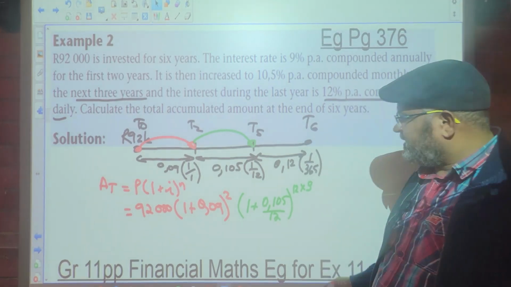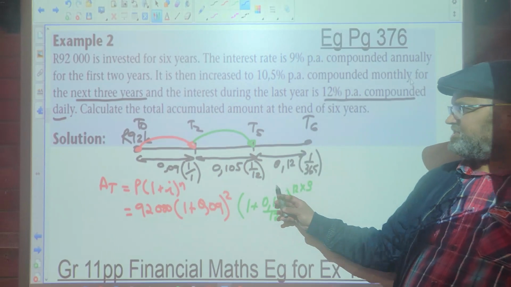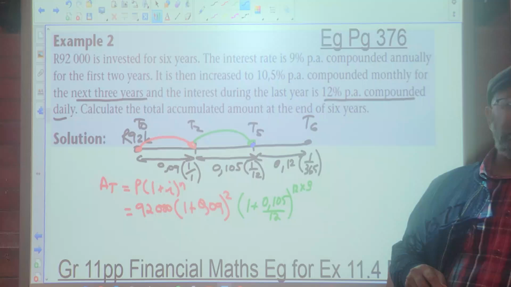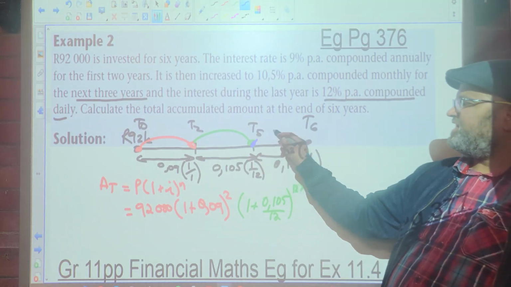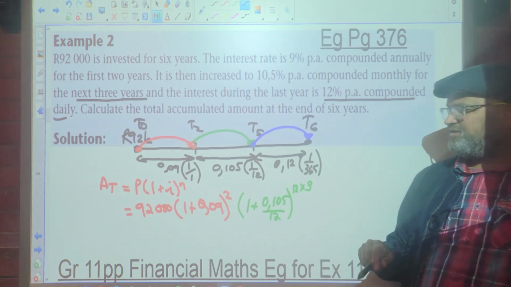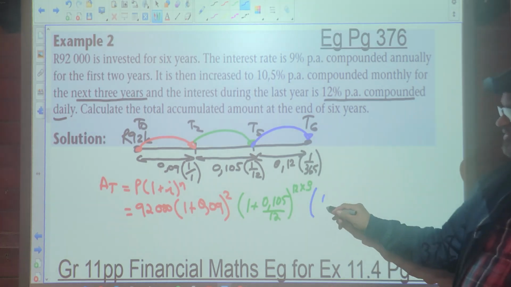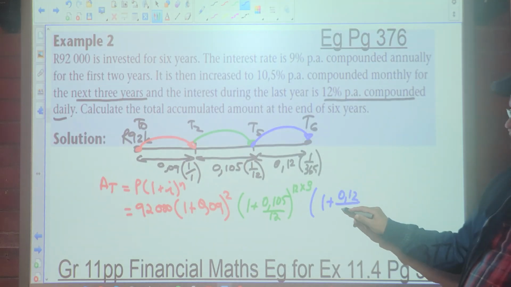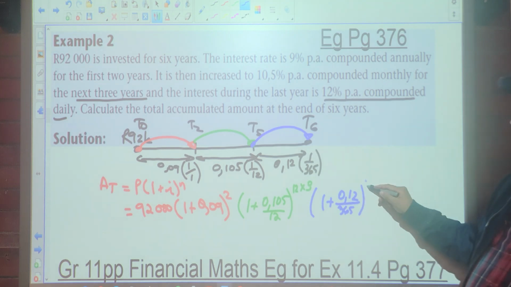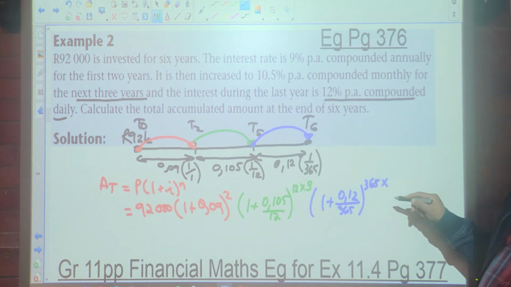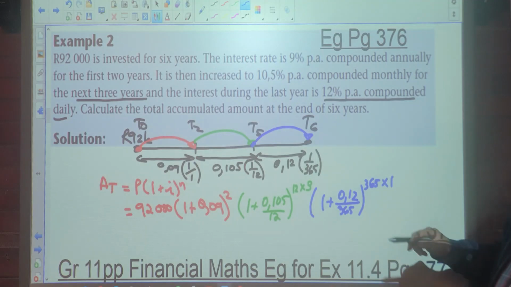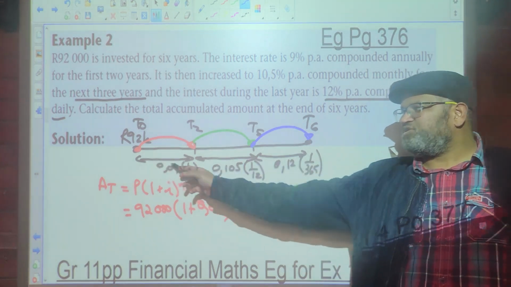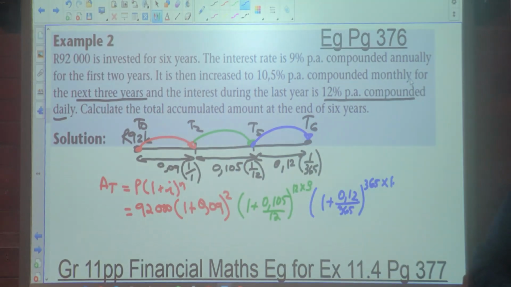Now this whole answer is the principal at this point. You're going to throw in interest now for how many years? 1 year. So that's going to be into 1 plus 0,12 over 365, and the exponent is 365 times 1. You see, 1 plus 3 is 4, plus 2 is 6. And there's your 6 years. Alright, you guys understand?